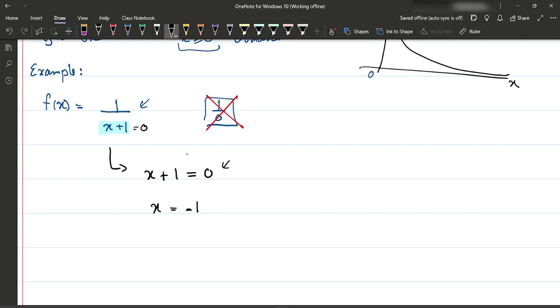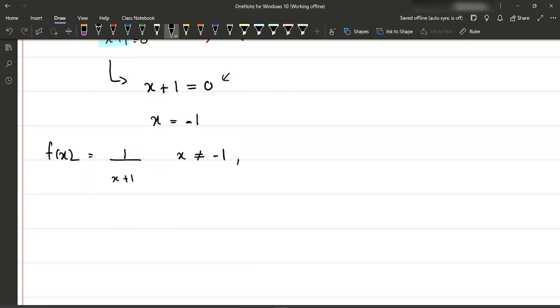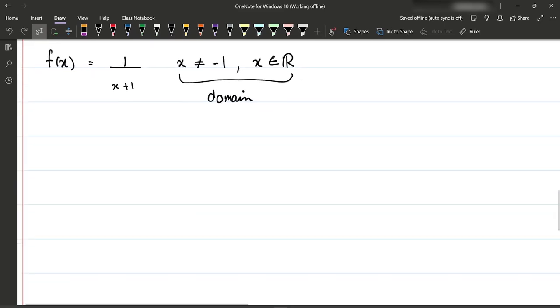So now we can say that f of x equals 1 over x plus 1, where x cannot equal minus 1. Because if it were to equal minus 1, we would have 1 over 0, and that is not allowed. But every other number is fine, so we can say x is a member of all real numbers except minus 1, and that is our domain. That is basically all it is. It's basically the hardest it gets, hopefully.